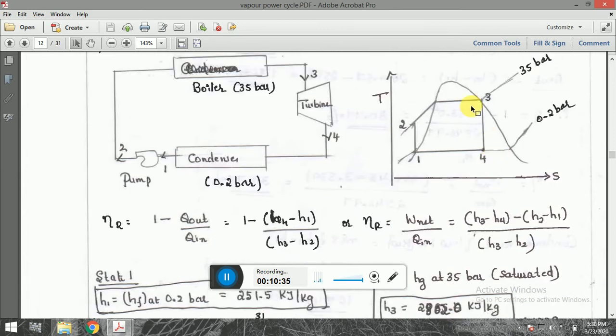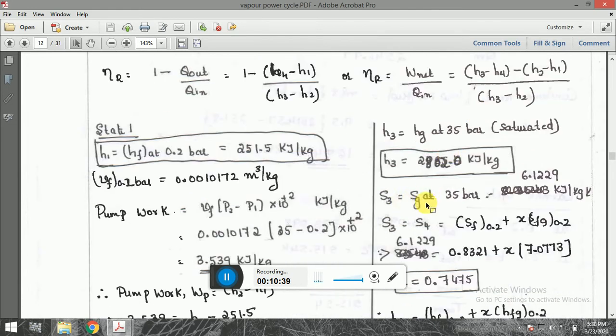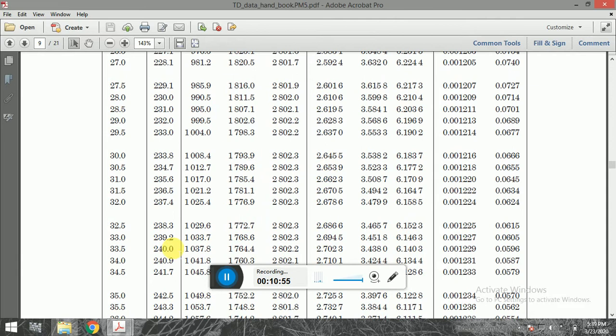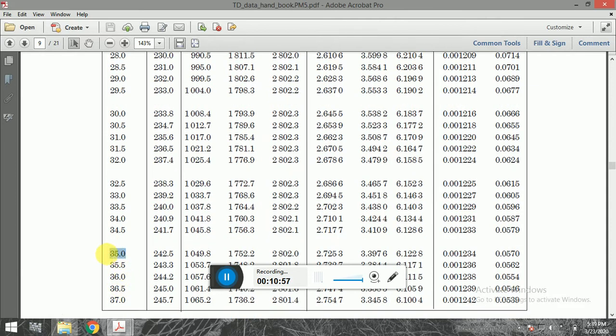So we know that at point 3, S3 is equal to Sg at the boiler pressure of 35 bar. We again go to the thermodynamic data, and from it our S3 value is a completely saturated vapor. So S3 is equal to Sg. At 35 bar pressure, we note down the value of Sg, 6.1228 kilojoule per kg Kelvin.